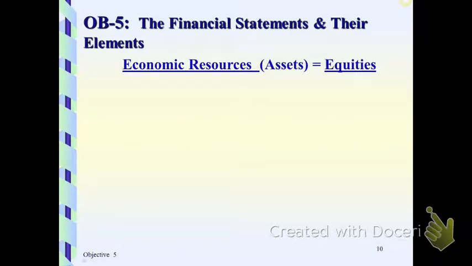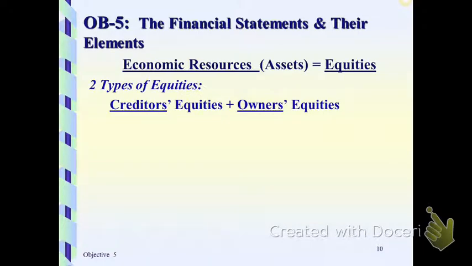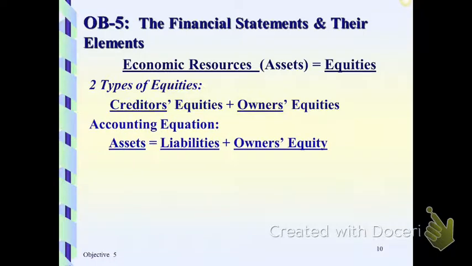The economic resources of a business are its assets. Those economic resources must equal its equities, and there are two types of equities: creditors' equities and owners' equities. This relates to the accounting equation: assets equal liabilities plus owners' equities. We learned this in the first half of the year. This is your basic accounting equation. The creditors' equities are our liabilities, and the owners' equities are our stockholders' equity.